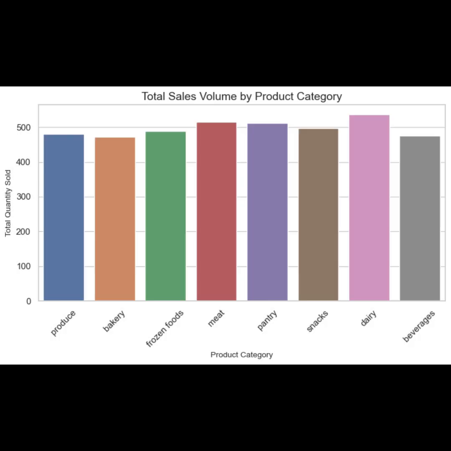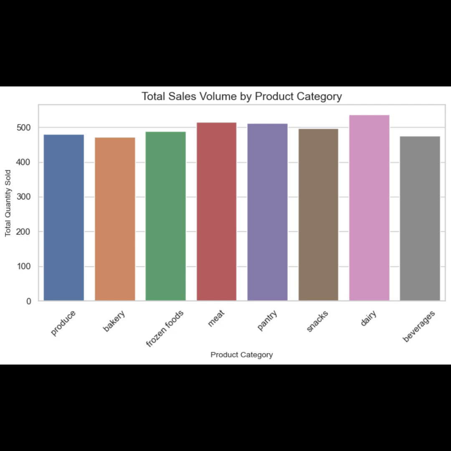Now we're going to interpret these visualizations one after the other, and we're going to be starting with the total sales volume by product category. Now from the graph we can see that the dairy category has the highest sales volume, indicating that dairy items are the most popular amongst customers. You can also see that the meat and the pantry categories also have a significant sales volume, suggesting that those items are in high demand.